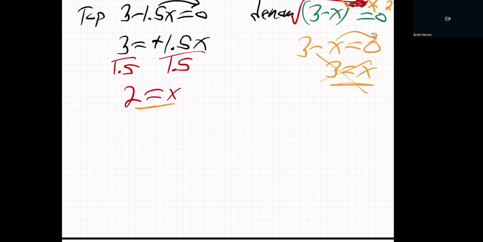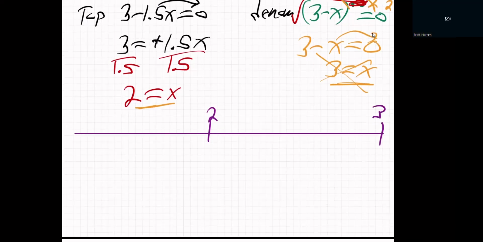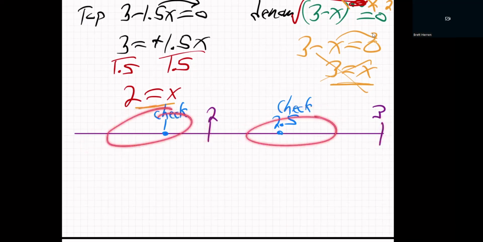All right, let's go to the number line. So now to find out what's going on, we got to go to the number line. And I'm going to put these values on the number line. I'm going to put 2, and then I'll put 3 because 3 is the end. Remember, we proved already you can't go past 3, you get imaginary numbers. So I'm going to check in between those. I'm going to check somewhere over here like 1, and then check in between somewhere like 2.5, or whatever. So 2 is critical, 3 is critical, but it's also an endpoint. So check in between, check in between.